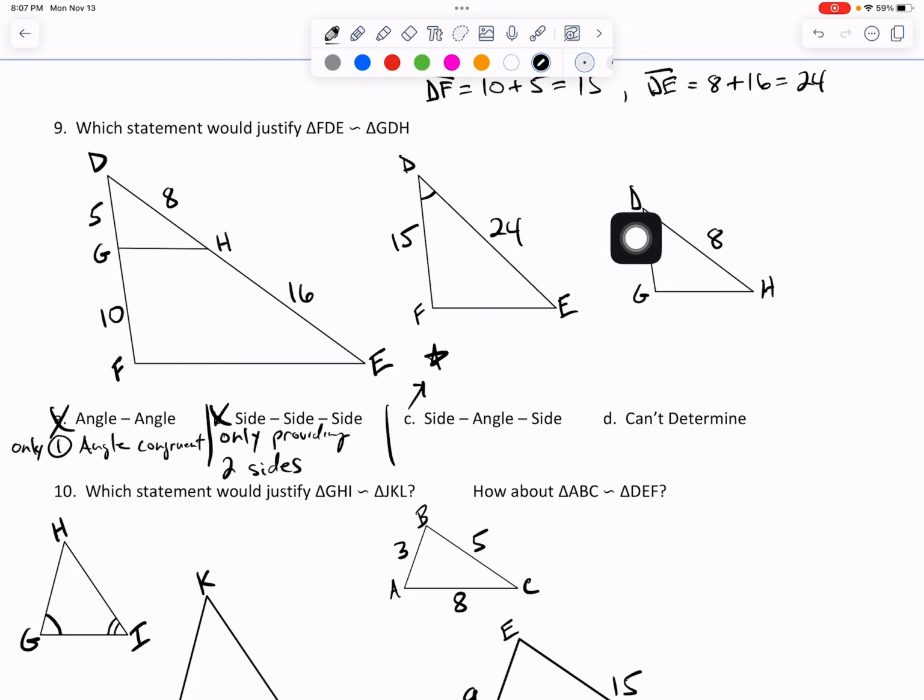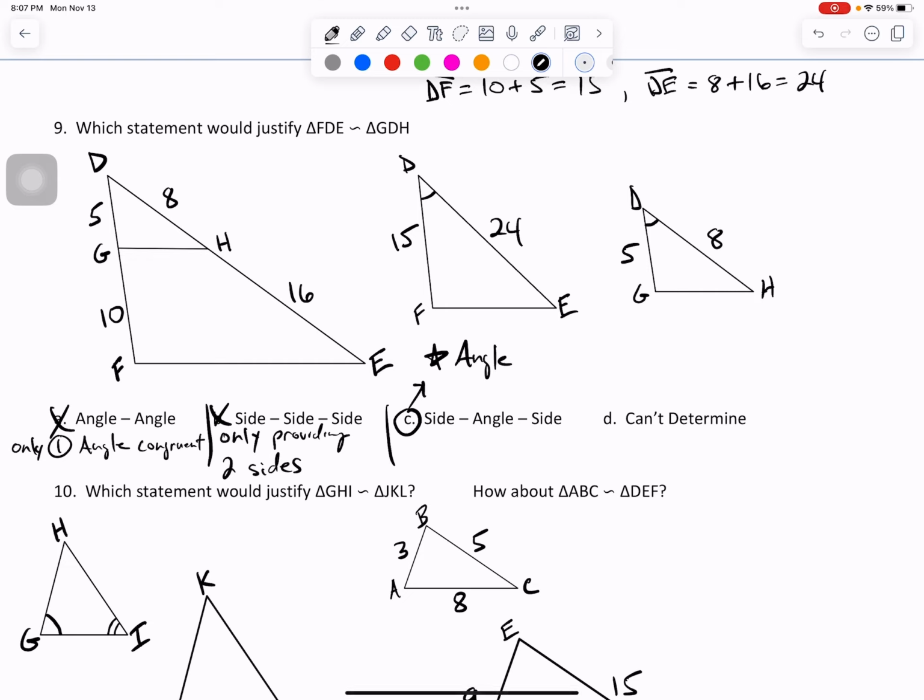Is it the same the other way? Yes, there's our angle of D. Bring it down. Oh, there's a 5. It's giving us the side length, and this is giving us the side length. So that angle of D is smushed between the two sides of 5 and 8, and this angle D is smushed between the two sides of 15, 24. Circle your answer of side, angle, side.